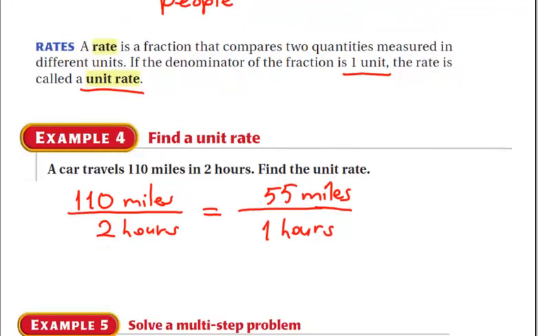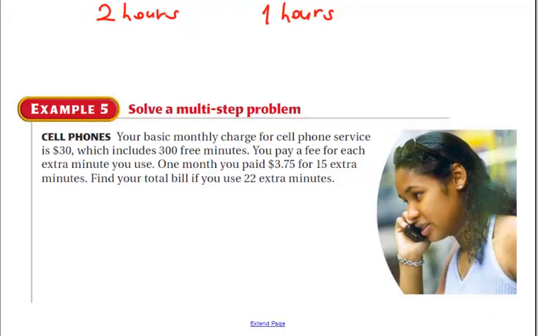So we have one more example before we finish the lesson. There's another word problem about cell phones. Your basic monthly charge for cell phone service is $30, which includes 300 free minutes. You pay a fee for each extra minute you use. One month you paid $3.75 for 15 extra minutes. Find your total bill if you use 22 extra minutes. So let's find the unit rate for the minutes. If you pay $3.75 for 15 extra minutes.